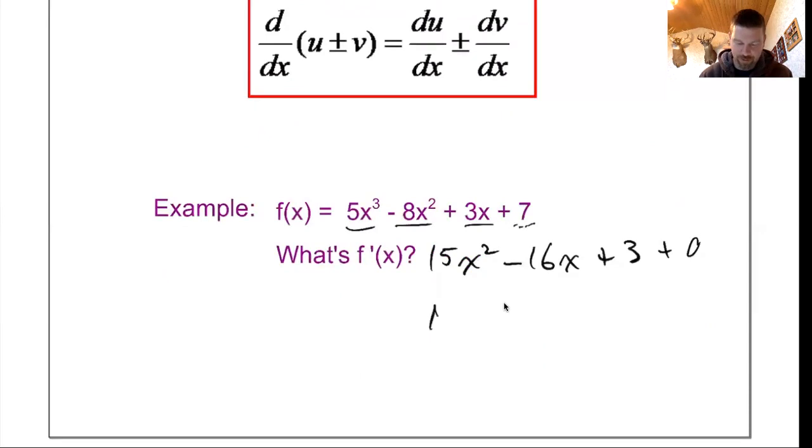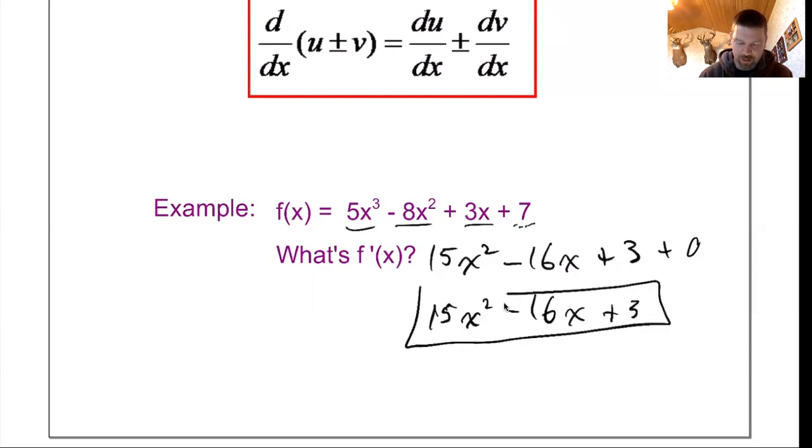Obviously, I could simplify this. 15x squared minus 16x plus 3. Typically, when people answer this problem, they just give that answer. They don't bother writing the 0 there. For your notes, it might be a nice thing to write 0 there, just to remind yourself that the derivative of a constant is 0. I've been teaching this for a few years. That seems to be the one that people forget. For whatever reason, they see a 7 and they just say, well, that stays there. It doesn't. Derivative of a constant is 0.